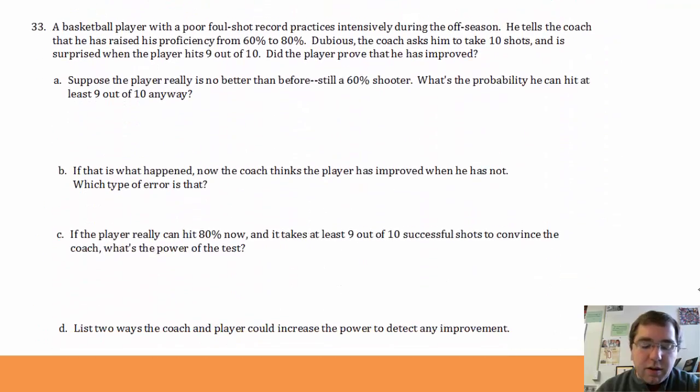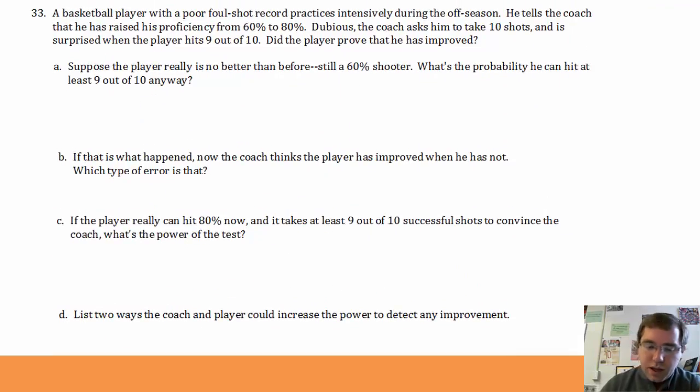Okay. Problem number 33. A basketball player with a poor foul shot record practices intensively during the off-season. He tells the coach that he has raised his proficiency from 60% to 80%, so he claims he's gotten better at making foul shots. Dubious, the coach asks him to take 10 shots, and is surprised when the player hits 9 out of 10. Pretty good.